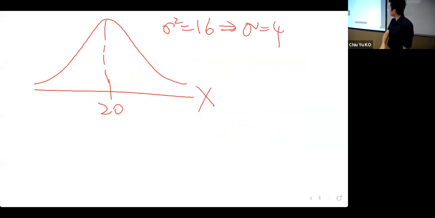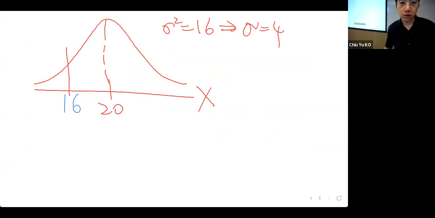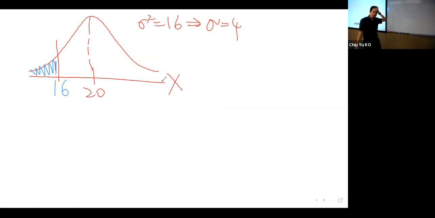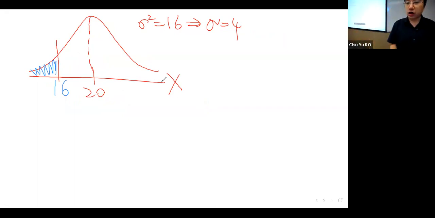The question being asked is: 16 is here. What is this area? We want this area. How do we approach this? Remember, we can always transform this to the other diagram, and the answer is the same. I transform it to Z.